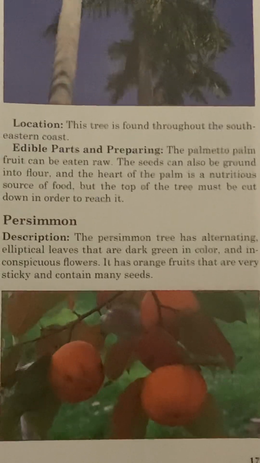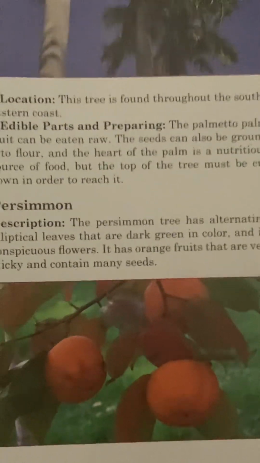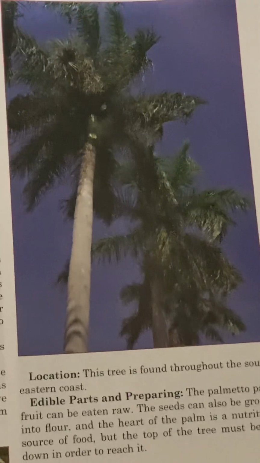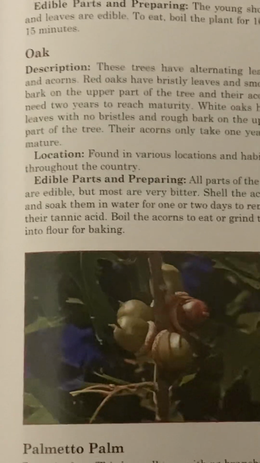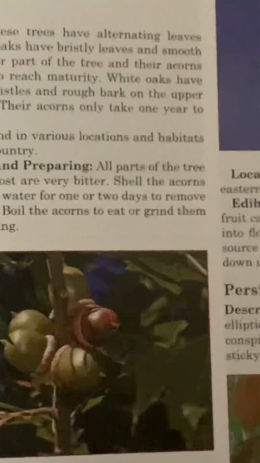Here's that picture right there. I'm assuming that's the persimmon. Kind of looks like peaches. This big old one up here has to be the palmetto plant. Looks like a palm tree. I guess that's what it is, a palm tree. And oak. And it shows that with the acorns. End of page.